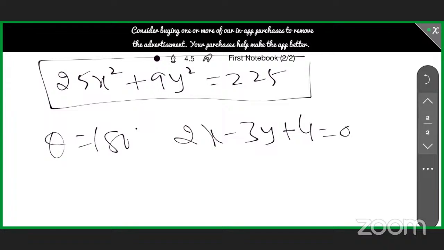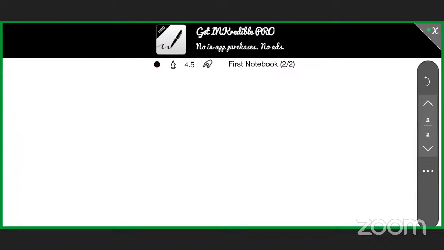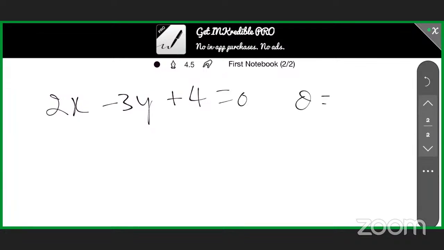Try and tell me. Theta is equal to 180 degrees. 2x minus 3y plus 4 is equal to 0. This equation will become what? Better, if you're familiar with matrix, use matrix. If you're familiar with table, use table. I'll read the question once again. Question is 2x minus 3y plus 4 is equal to 0 and the angle of rotation is 180 degrees. What is my transformed equation?